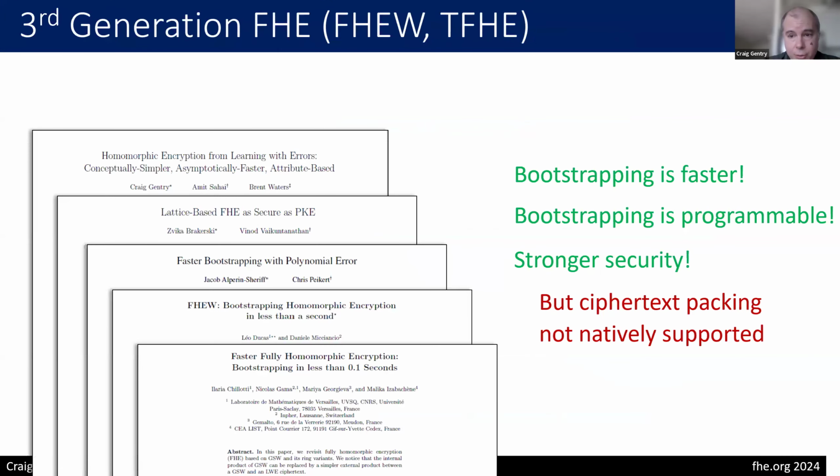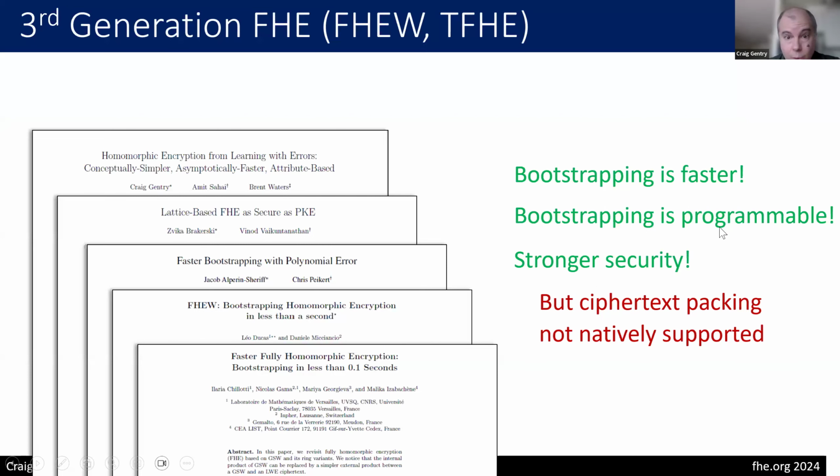And then we had the third generation of schemes, like FHEW and TFHE, which really achieved an amazing improvement in bootstrapping. So first of all, the noise growth in bootstrapping was much less. So basically, you see this lattice-based FHE as secure as PKE. And that's because the noise in the FHE ciphertexts was basically staying as small as in the PKE ciphertext using this new bootstrapping approach.